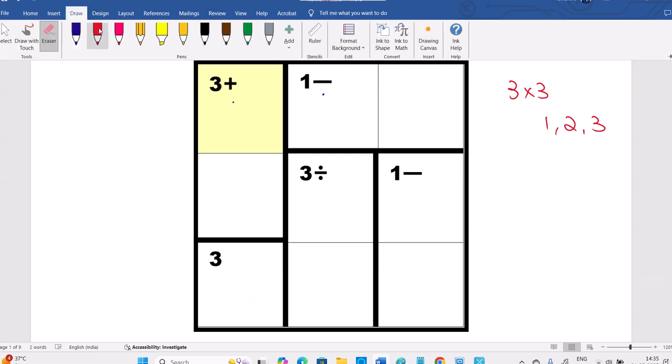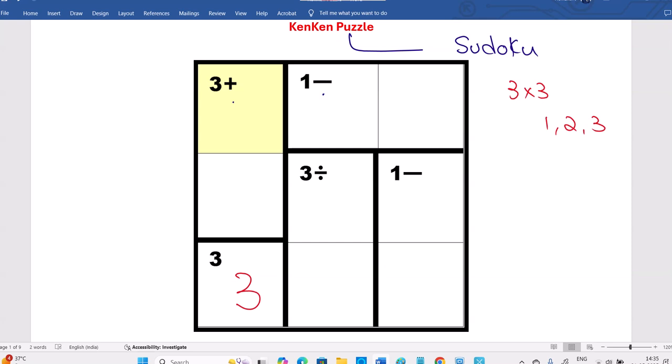Now here, I started with the one box where 3 is given, so this must be 3. Done. Next, if you see here, dividing 2 numbers, the result required is 3. First number with second number or second number with first number, no problem. It should be 3 and 1 only, as it is a 3 by 3 matrix. Now, when I put 3 here, no, because in that row 3 is already available, so I should put 1 here and 3 here.